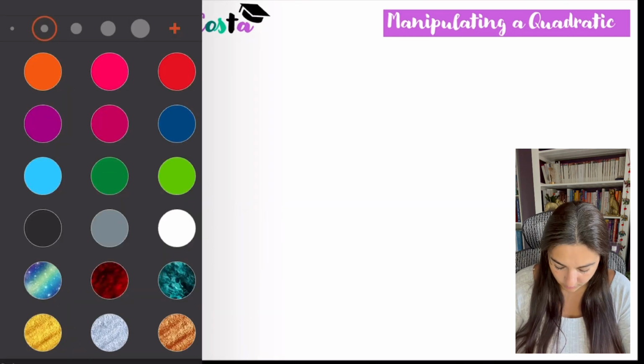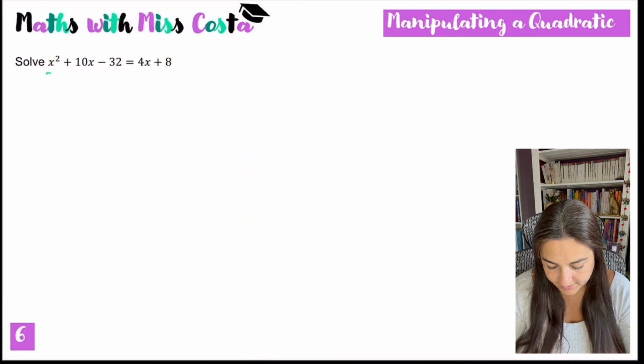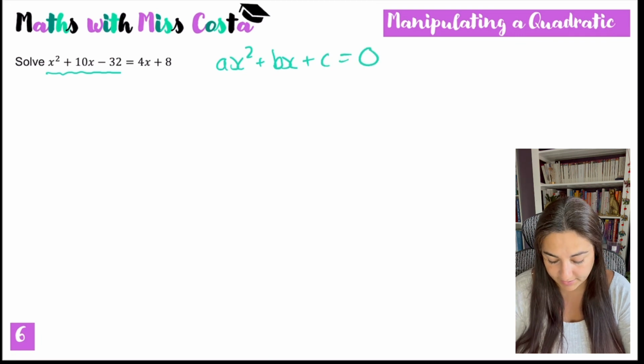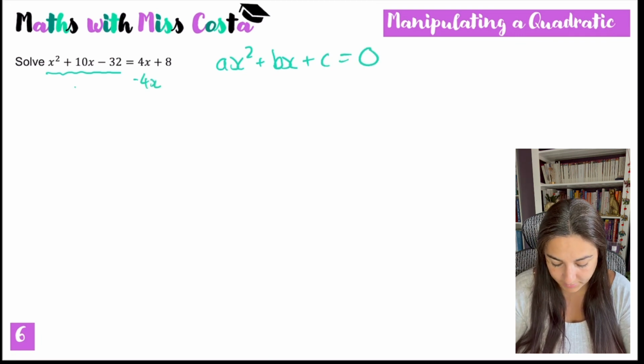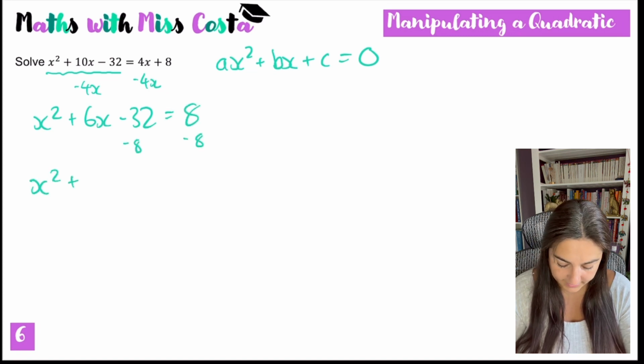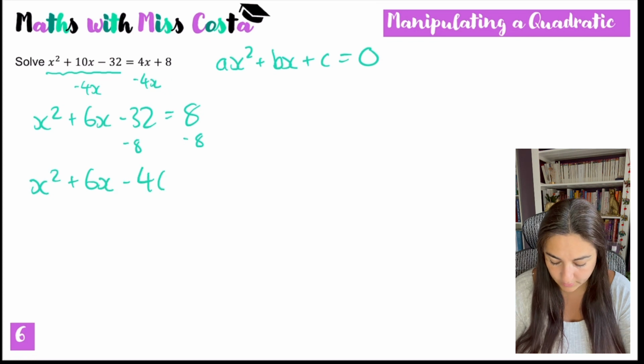Okay, manipulating a quadratic. Here we've got a quadratic and we want to solve it. In order to solve a quadratic, you need to get it in the form ax squared plus bx plus c equals 0. So let's do a bit of rearranging. If we take 4x from both sides, we're left with x squared plus 6x take 32 equals 8. And then we take 8 from both sides, so we're left with x squared plus 6x take 40 equals 0.